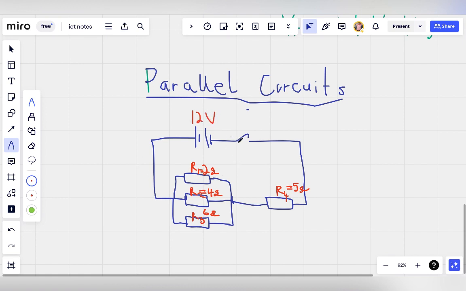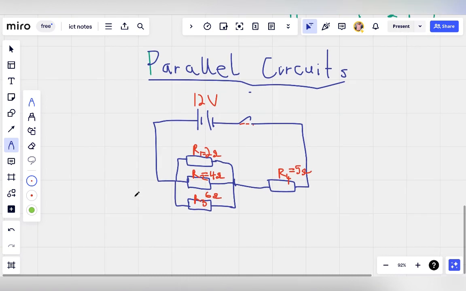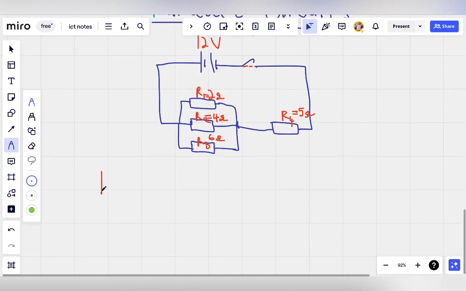When the switch is closed, the current starts to flow. First of all, we find the equivalent resistance. The first question is to find the equivalent resistance. When they say find the equivalent resistance, they ask you to find the R total. First of all, find the R total in parallel.